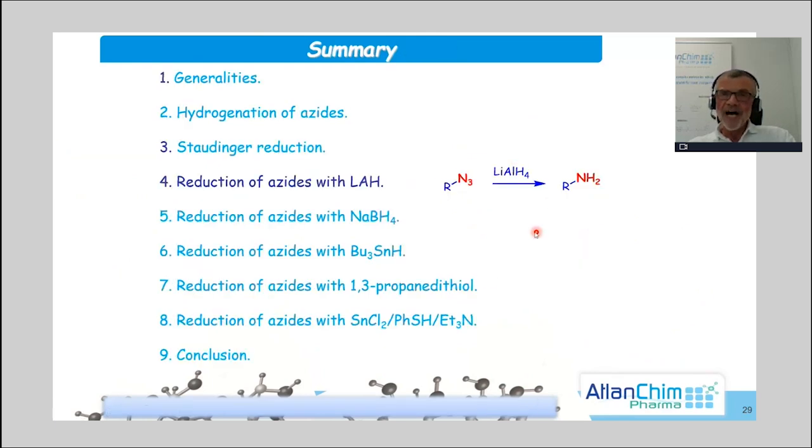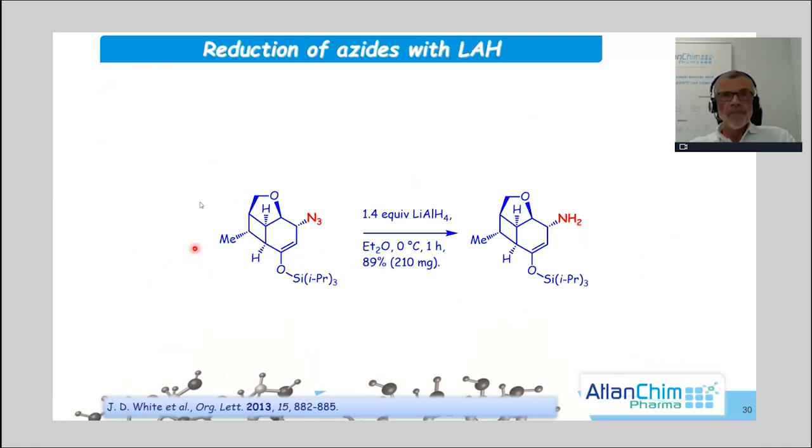With strong hydride reagents such as LAH, chemoselectivity, of course, remains a major drawback. Nevertheless, this reducing agent is used on simple substrates. For example, treatment of this azide with LAH in ether at 0 degrees gave the corresponding amine here in good yield.